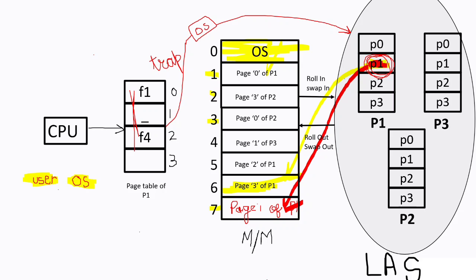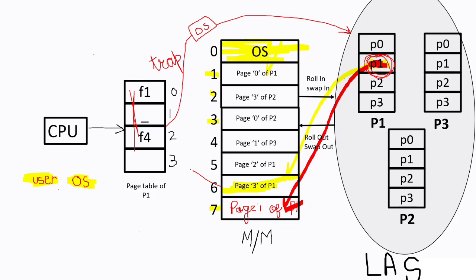This is an input or output operation. This is an in and out operation and can take milliseconds. So this is the slowest part, reading the page from secondary memory to main memory. Okay.